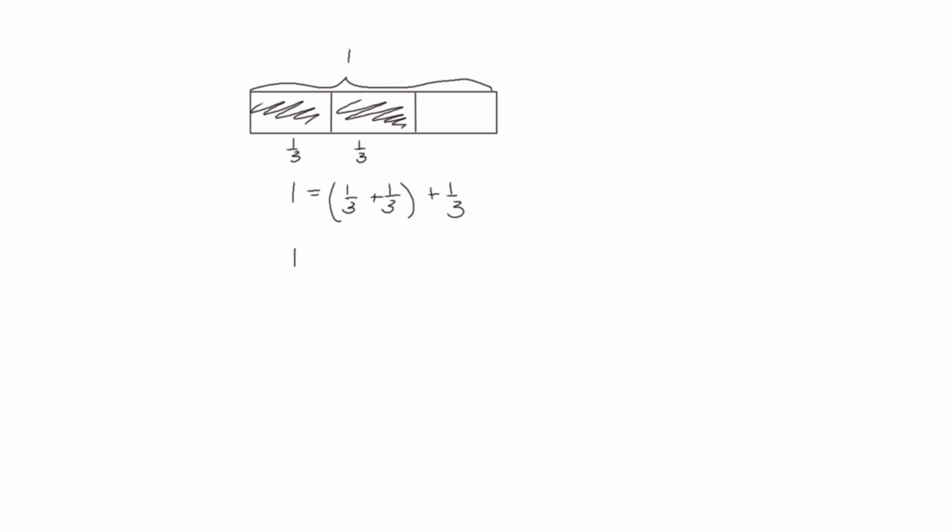So we could also write this as 1 is equal to 2/3 plus 1/3. So these are our 2/3 that we shaded and 1/3. So this is the tape diagram showing it as a number sentence. Let's look at another one.